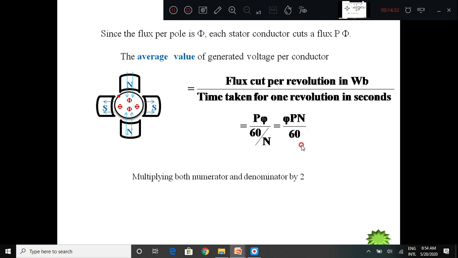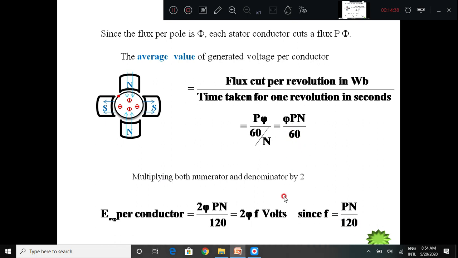If you multiply and divide this equation by 2, what I get is 2 pi pn divided by 120. Then I know that pn by 120 is nothing but the frequency f. Therefore pn by 120 is replaced by f, and therefore it is 2 pi f.